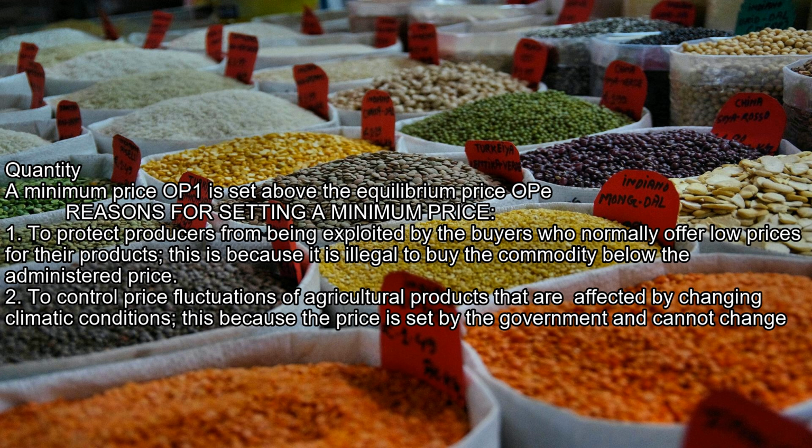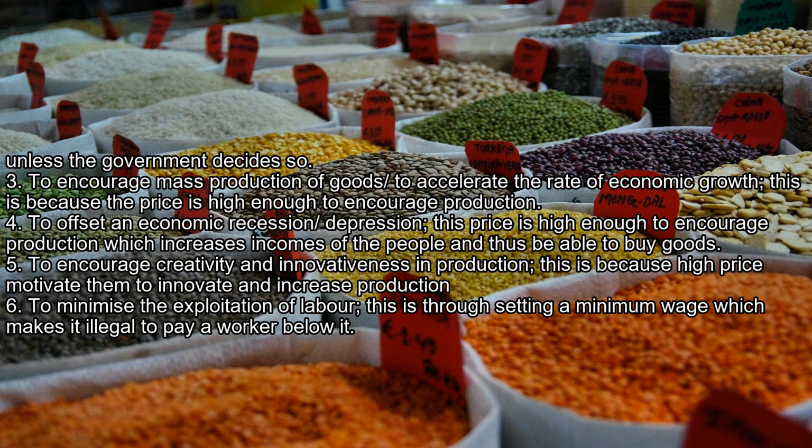2. To control price fluctuations of agricultural products that are affected by changing climatic conditions. This is because the price is set by the government and cannot change unless the government decides so. 3. To encourage mass production of goods/to accelerate the rate of economic growth. This is because the price is high enough to encourage production.